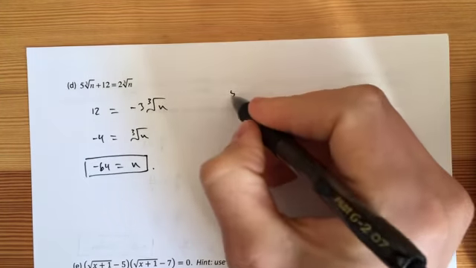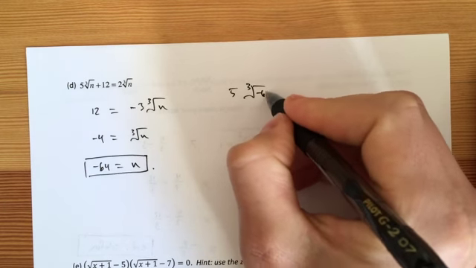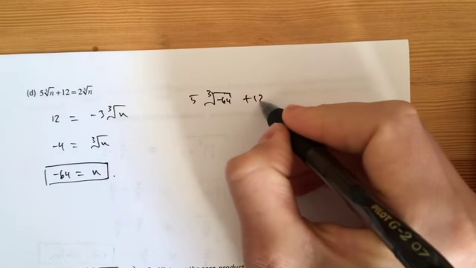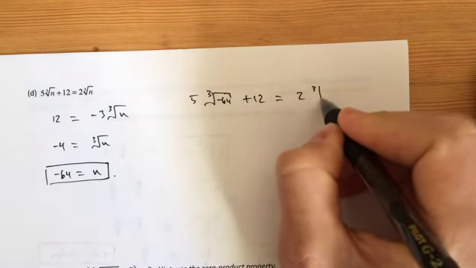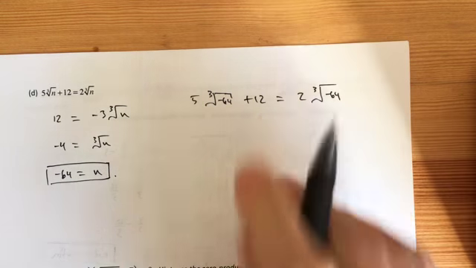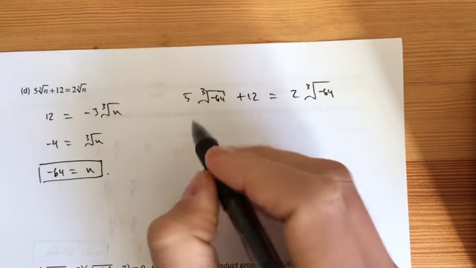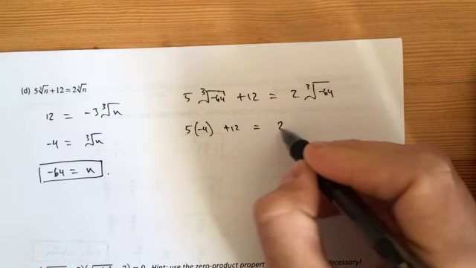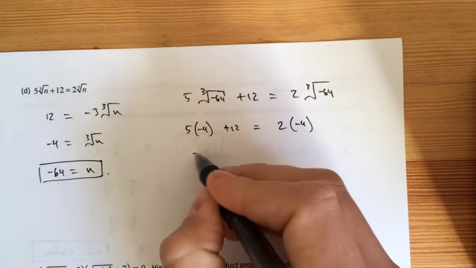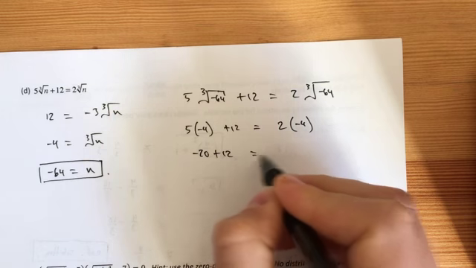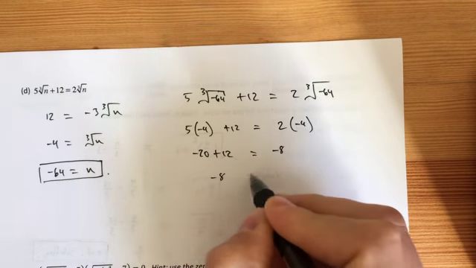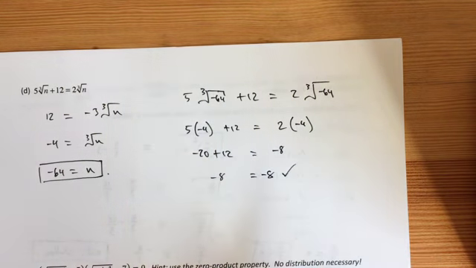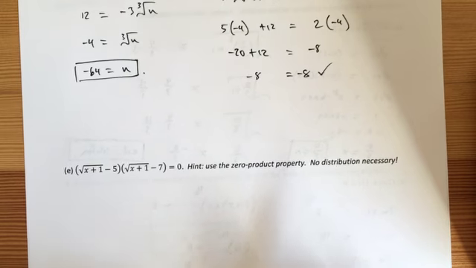Checking my work, 5 times the cube root of negative 64 plus 12, does it equal 2 times the cube root of negative 64? The cube root of negative 64 is negative 4, so is 5 times negative 4 plus 12 equal to 2 times negative 4? Negative 20 plus 12, does it equal negative 8? Negative 8 equals negative 8. Yes, so that is a correct solution.